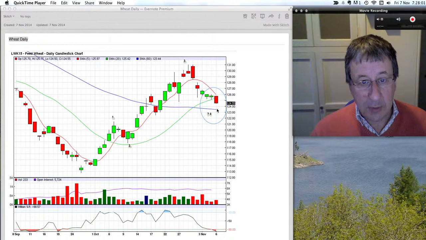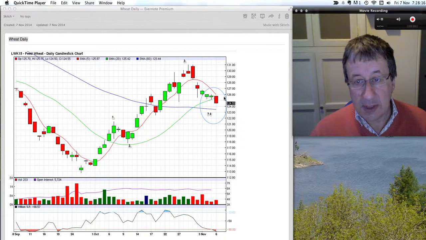If we don't hold this 123 and we break back through this 60-day moving average, then what I feel we'll probably go into is sort of a sideways, building a base sort of pattern where we'll have highs and lows within this range. But obviously I have to see when this test happens.